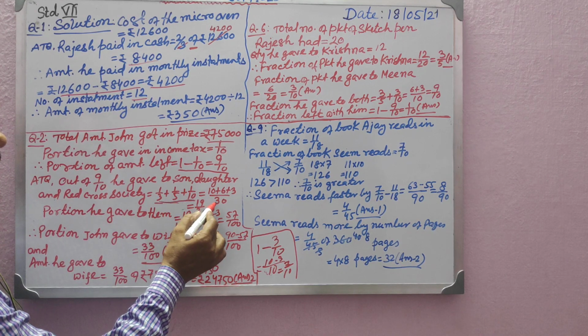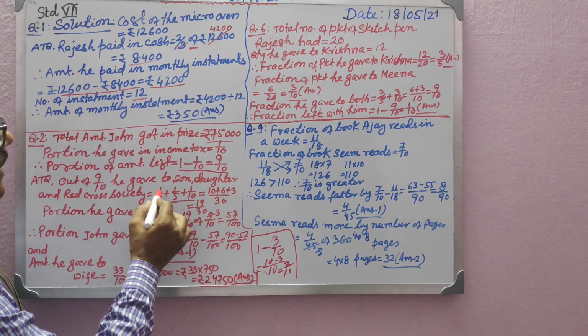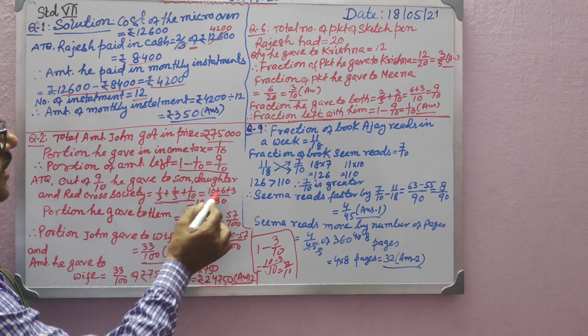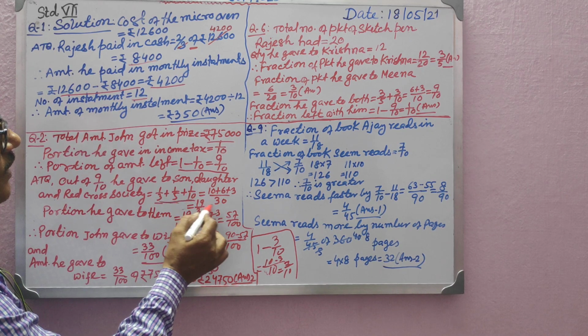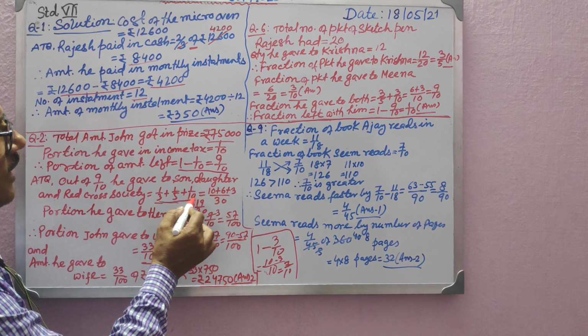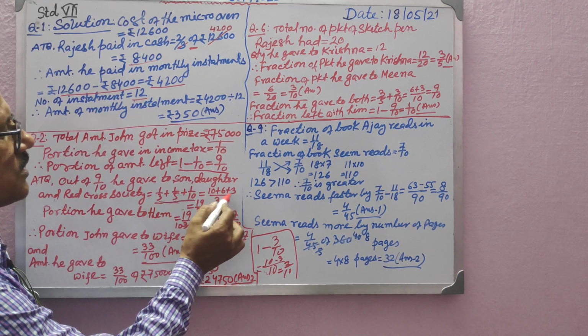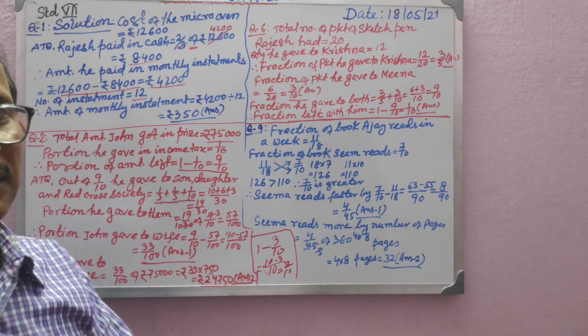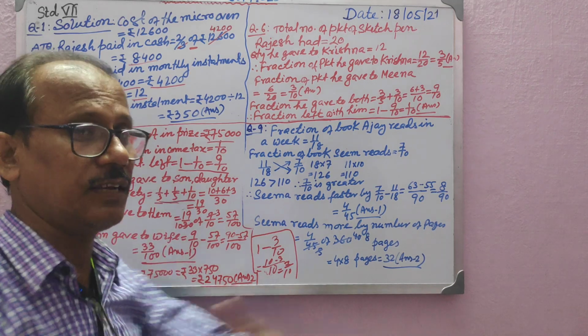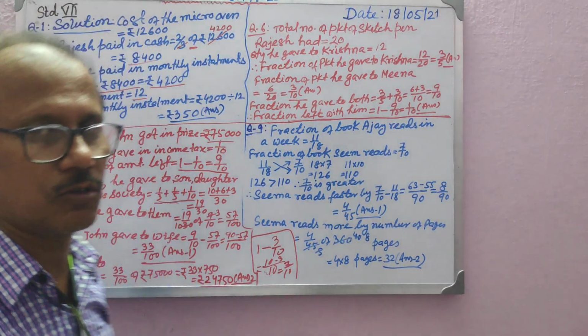30 divided by 3 is equal to 10, 10 into 1 is 10. 30 divided by 5 is 6, 6 into 1 is 6. And 30 divided by 10 is equal to 3, 3 into 1 is 3. So altogether it is 19/30. 19/30 he has given to son, daughter and Red Cross Society.